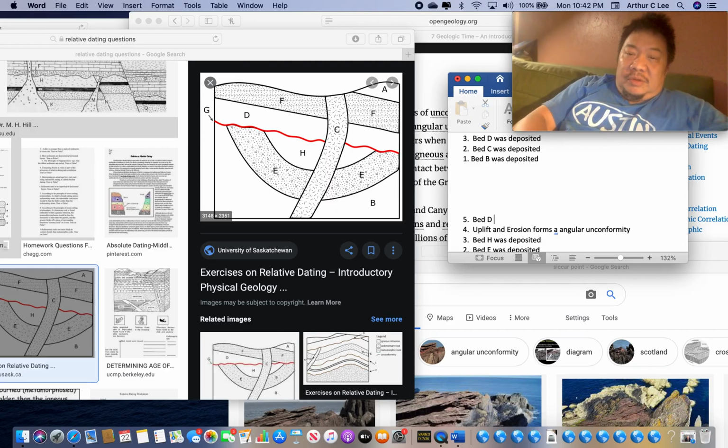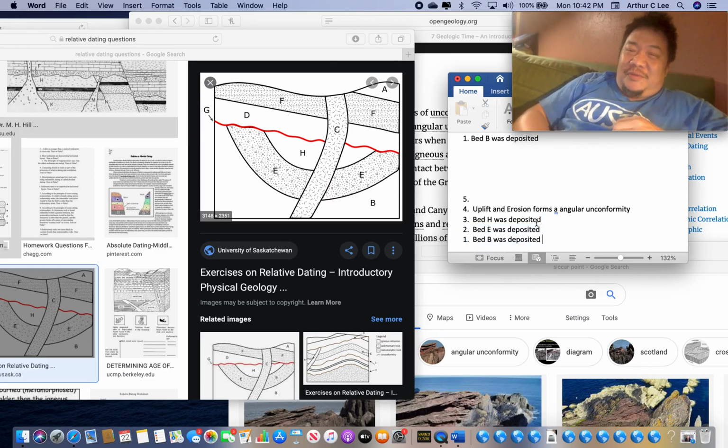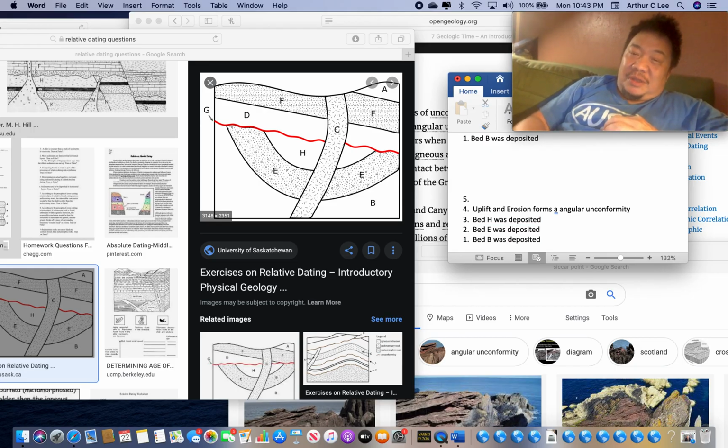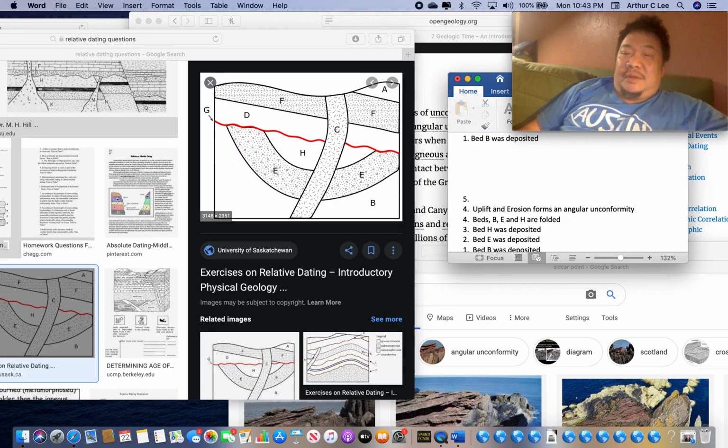Oh, no. Then I missed one thing here. Damn it. I'm sorry to confuse you. Bed B was deposited. Bed E was deposited. Then bed H was deposited. I missed one thing here. Then what happened? Beds B, E, and H are folded, right? Then what happened? Then you had uplift and erosion forming an angular unconformity. Okay?